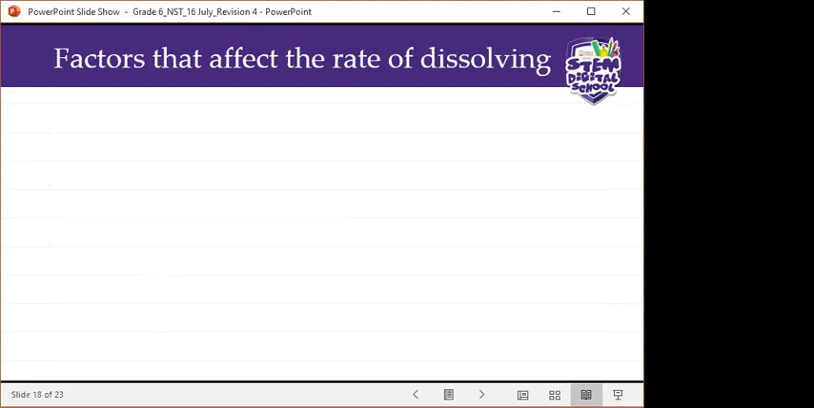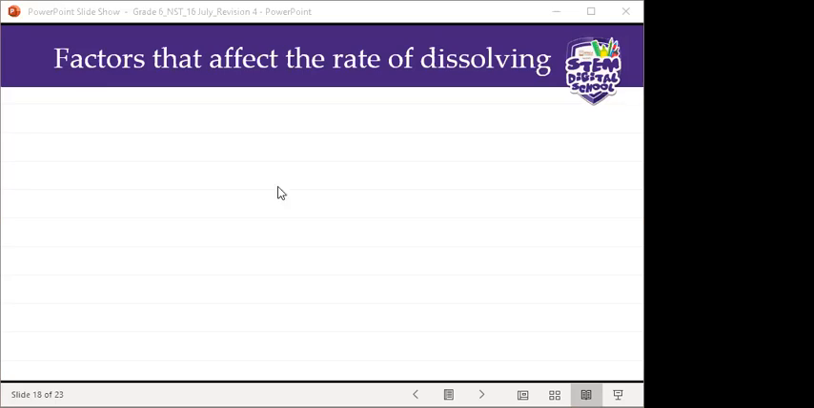Can you give me those 3 factors that we looked at when we were looking at this topic? The factors that affect the rate of dissolving. You can raise your hand, or you can just type it in the group chat. Okay, beautiful. Thank you, ma'am. The factors that affect the rate of dissolving are temperature, rate of stirring, and size of particles. All right, beautiful, awesome. Thank you very much for that.